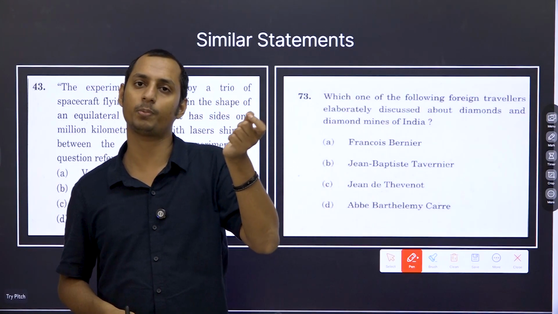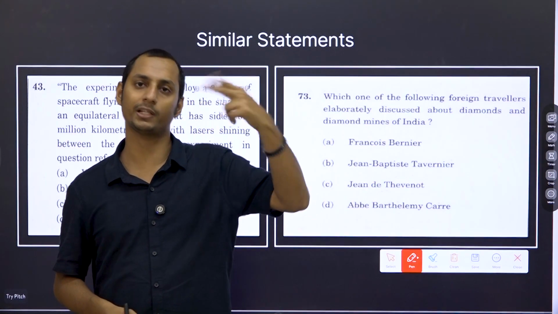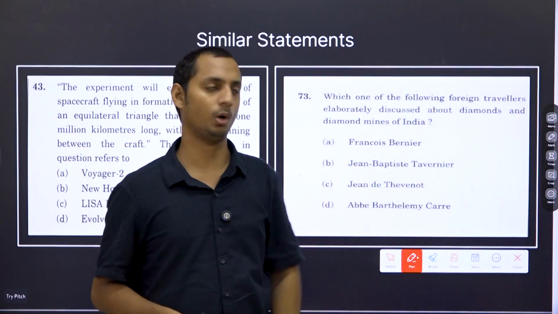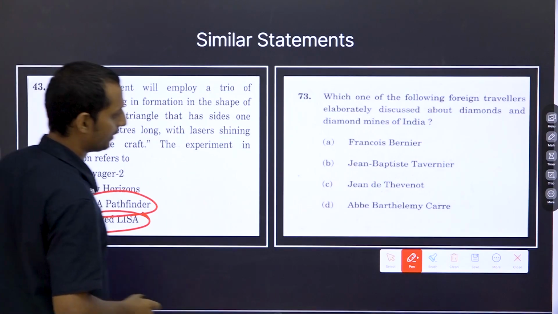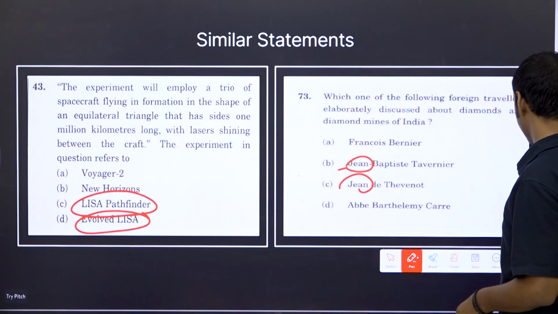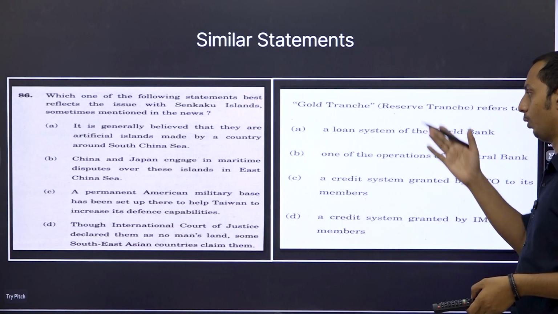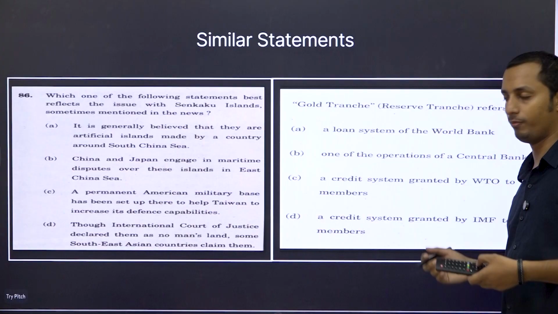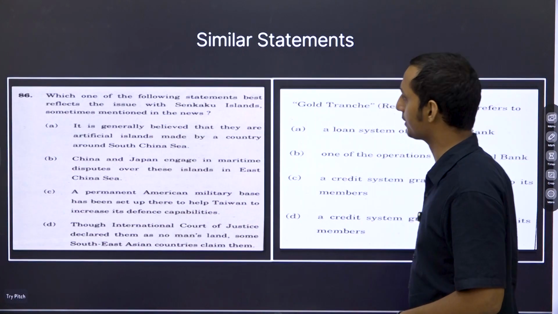In case UPSC provides 2 similar options, either one of them would be correct, because UPSC provides the other option to confuse you with the correct option. So here, ELISA Pathfinder and Evolved ELISA, one of them was the answer. Gene Travestier and GT Thabanaut, one of them was the answer. In case of a credit system, gold tranche is basically referred to IMF, one of them was the answer. These are 2 options relating to islands, so therefore one of them was the answer.